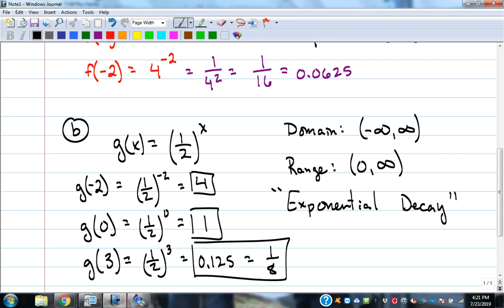That's why you call it exponential decay. So the difference in growth and decay is the base. Growth will have a bigger base, as in something bigger than 1. Decay will have a base that's smaller than 1. That's how you can tell the difference in the growth and decay. Growth has a base bigger than 1. Decay has a base smaller than 1. And then that's just classifying something as growth or decay.